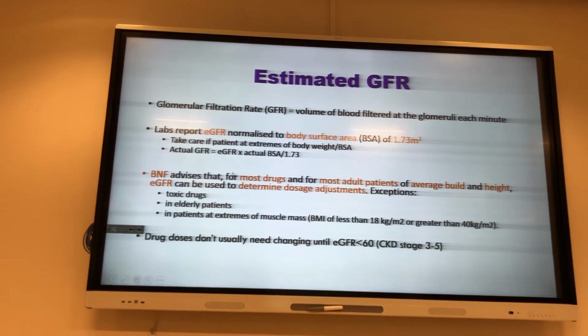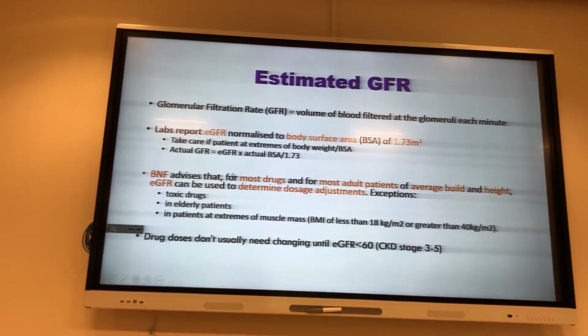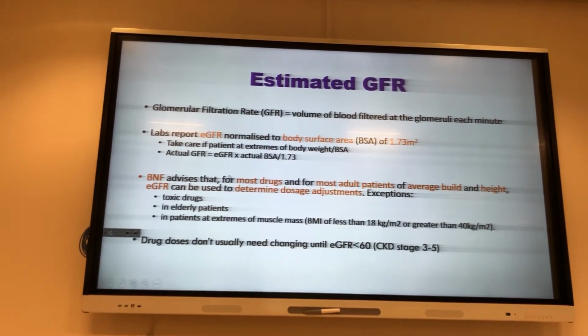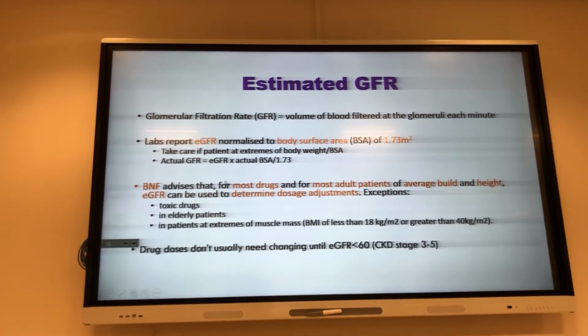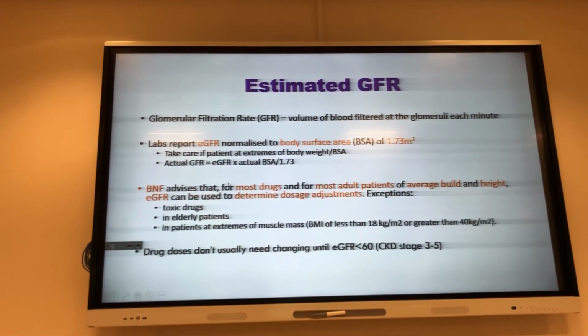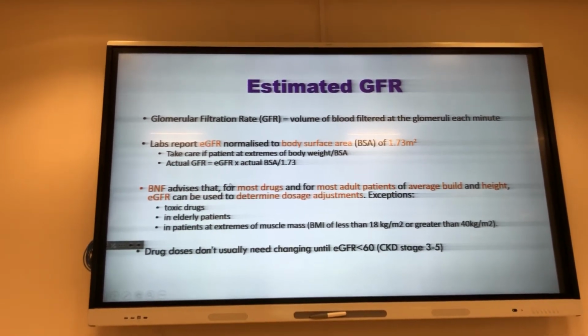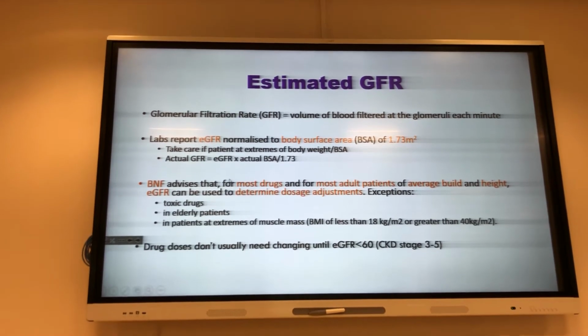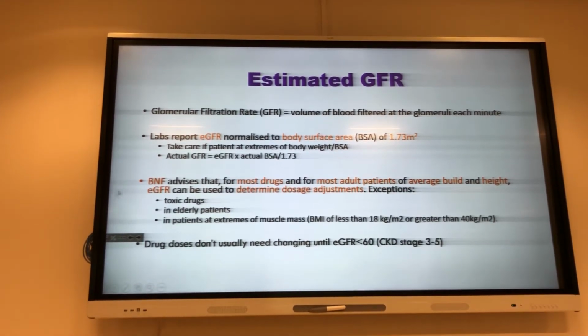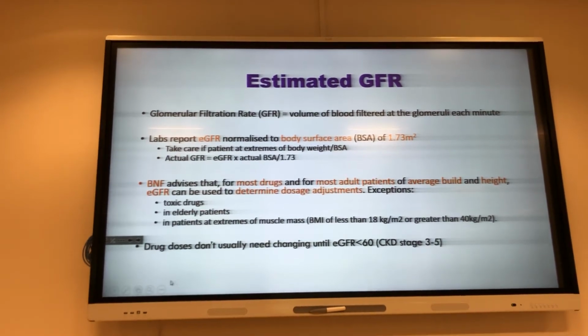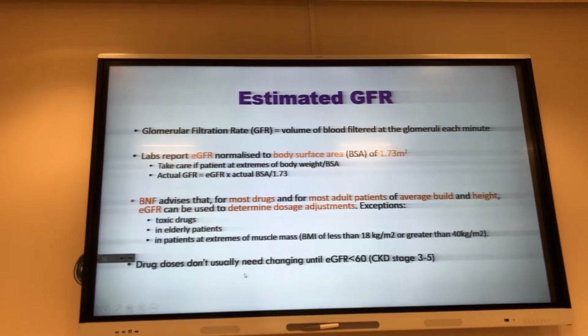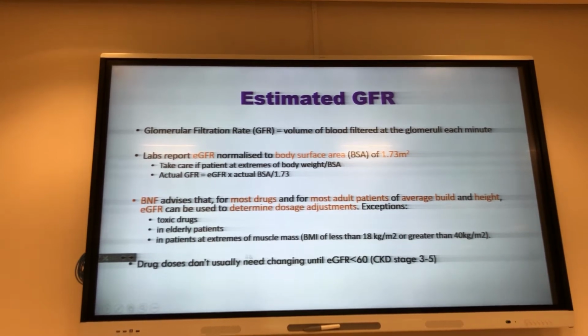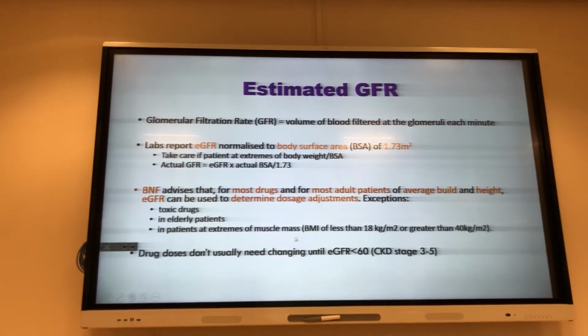But what I'm trying to say here basically is that usually the doses are given in general for patients who have average build and weight. But the exception for the use of eGFR is if they're elderly patients, if they're extreme body weights, or if the drugs are toxic, like drugs with a very narrow therapeutic index. In that case, the eGFR cannot be used to determine the dose that we need to give to patients who have renal impairment. But we don't adjust the dose unless the eGFR is less than 60 ml per minute.